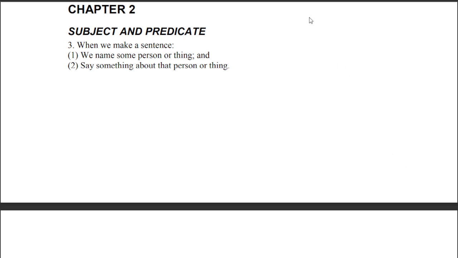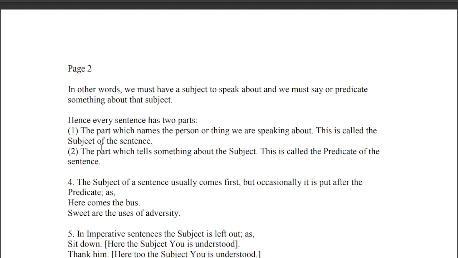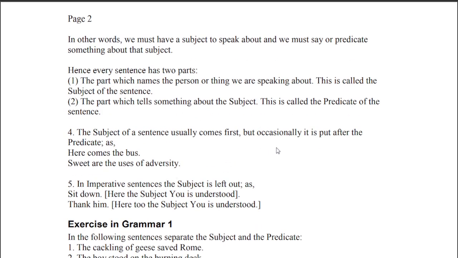That thing or the person is called the subject of the sentence. And what is said about that person or thing is the predicate. The subject usually comes first and the predicate follows it. But occasionally, the predicate precedes the subject.